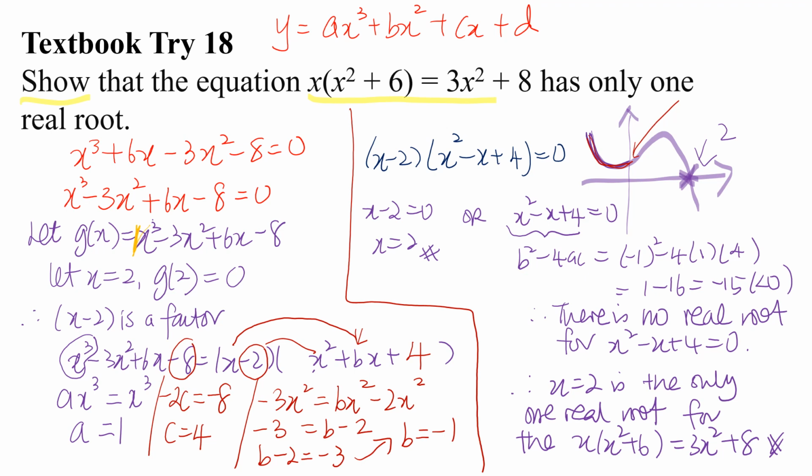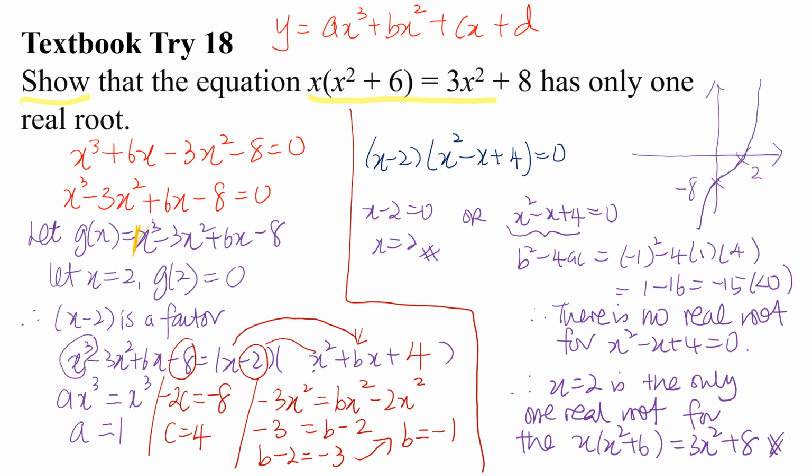my curve is wrong because the y coordinate has to be negative 8. So this is wrong. Let me try to draw again. There is a real root here which is 2, and then it cuts at negative 8. So I think it's something like this, all the way down. Interesting curve. It comes here, touches at x equals 2, and comes all the way down. Alright, interesting.